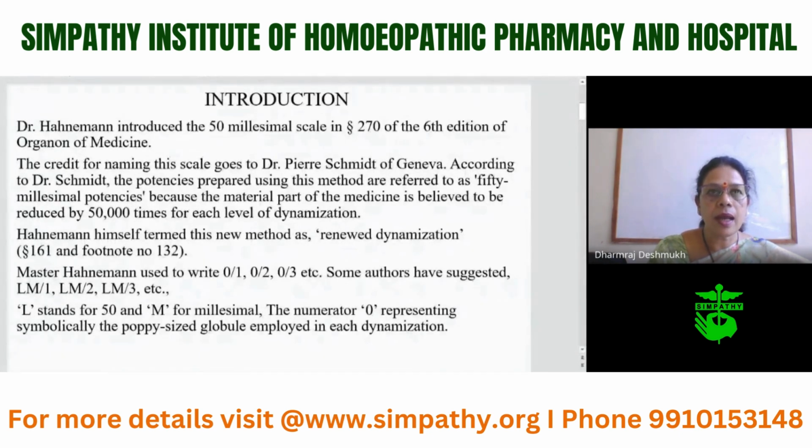In the 50 millesimal scale, the designations, as per Dr. Hahnemann, denote this potency by 0/1, 0/2, 0/3 like this. And from other people, it is denoted LM1, LM2, LM3 like this. In this, L represents 50 and M represents millesimal. And as per Dr. Hahnemann, in 0/1, this 0 represents the poppy seed size globule, which are mostly number 5 globule or number 10 globule.